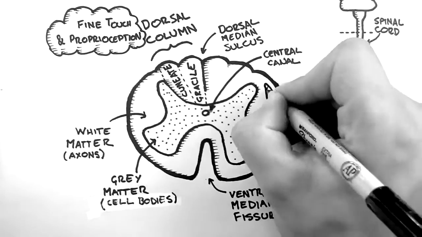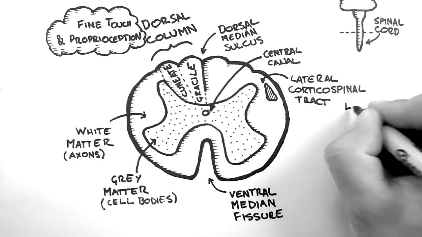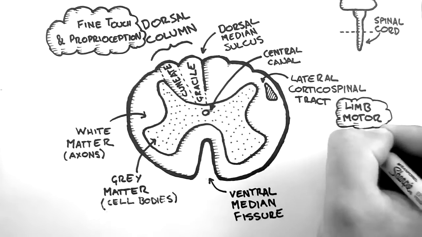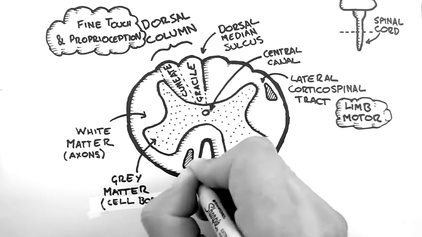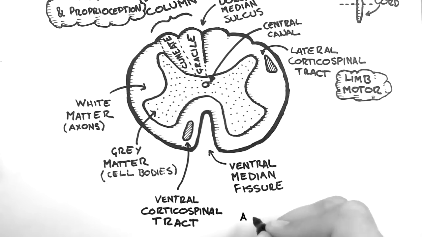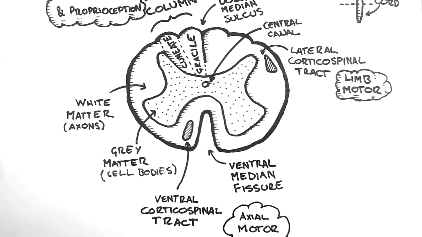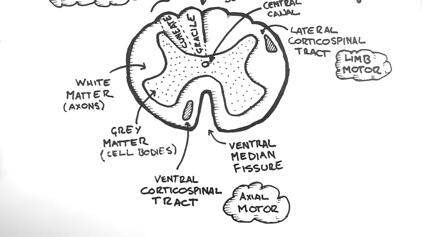Moving along, off to the side here we have the lateral corticospinal tract, which carries limb motor or limb movement information. And alongside the ventral median fissure, we have the ventral corticospinal tract. And this carries motor information to the axial muscles, which is essentially every muscle that doesn't involve the limb.